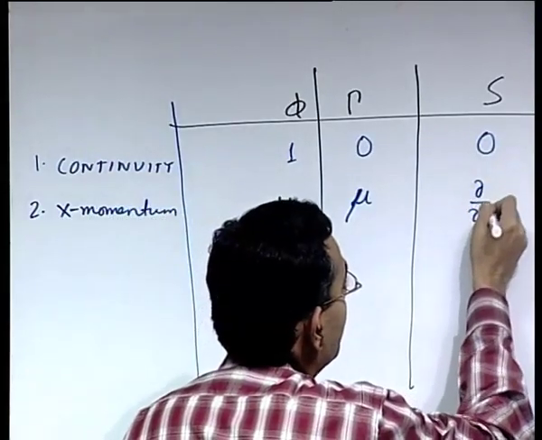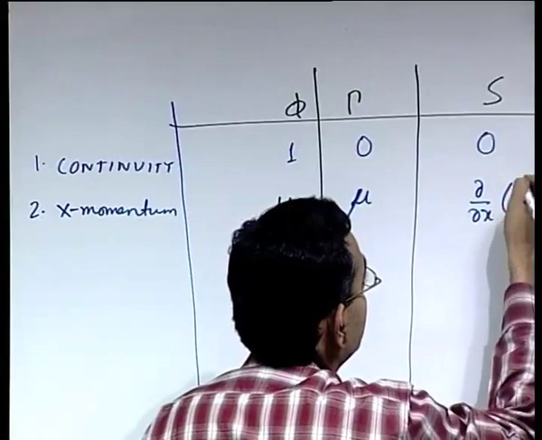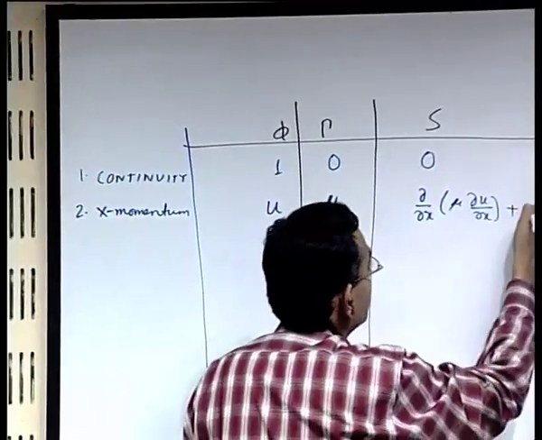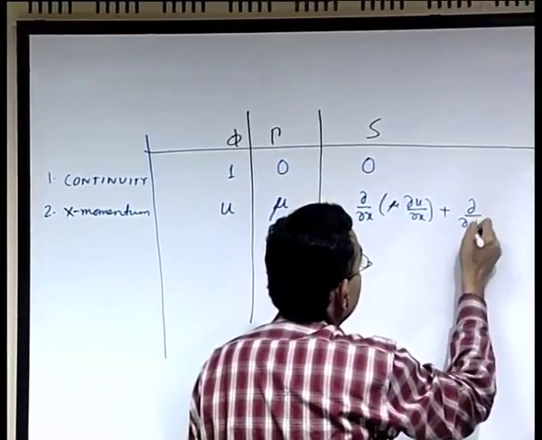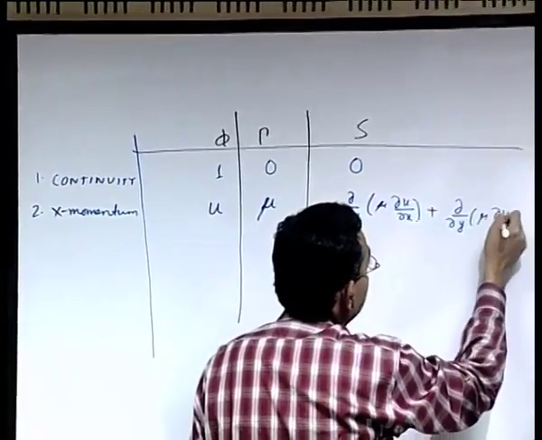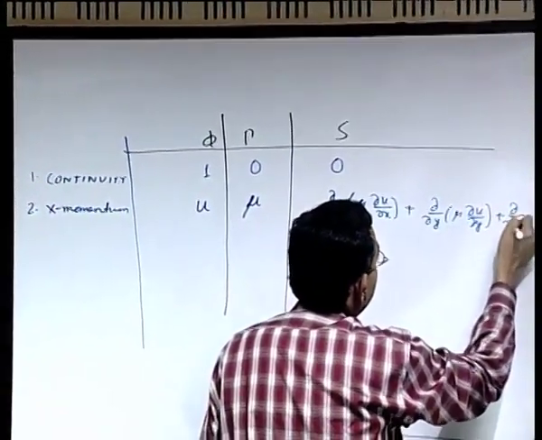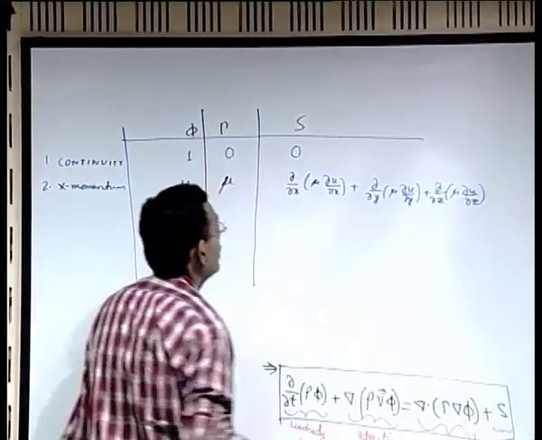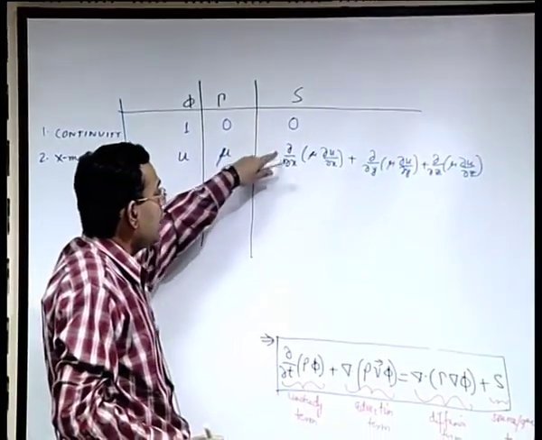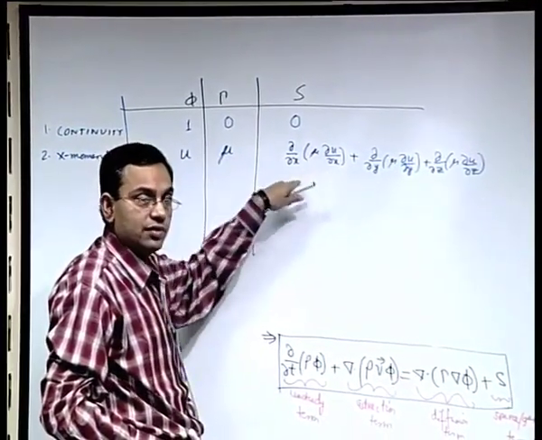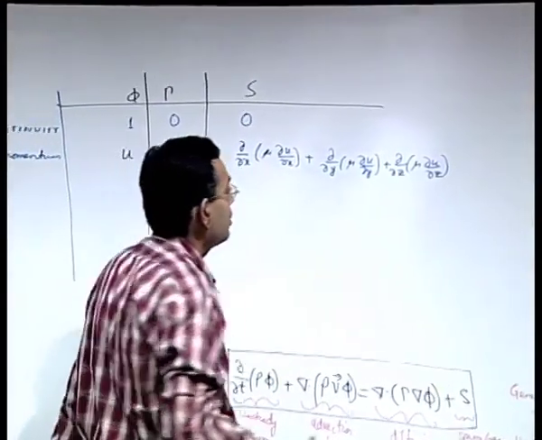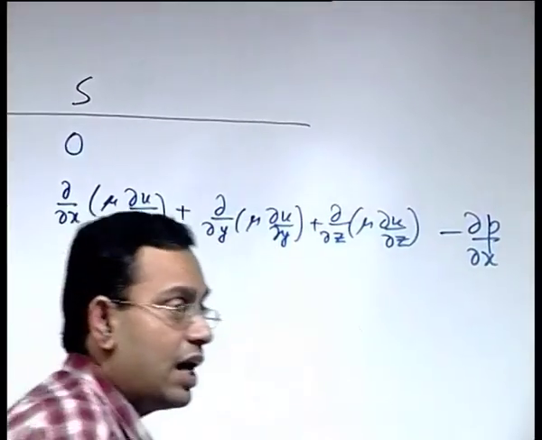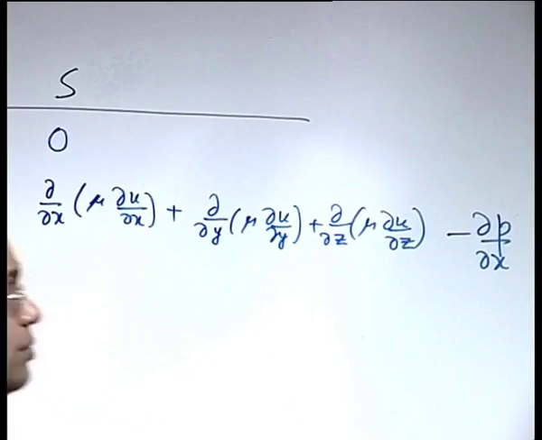So you have one term which is a collection of basically these three terms. What is that? Del del xj of mu del uj del xi. It has these three terms. Then you have a pressure gradient term, and if it is a compressible flow you have an additional term.